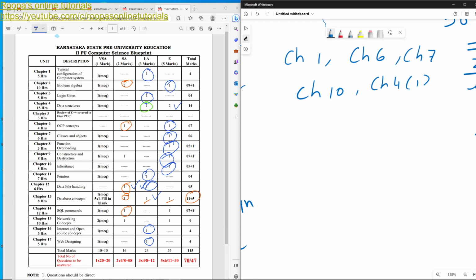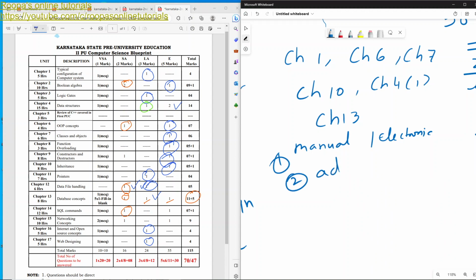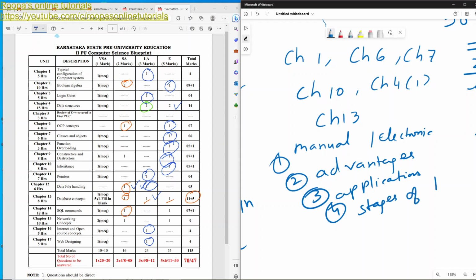Next is database concepts. Again, database concepts is a very good chapter because there are only theory questions in this. General questions in database concepts are the difference between manual and electronic data processing. This is a common question that is asked. And then they ask you about the advantages of databases, that is data redundancy, all those questions. And then you have applications of databases. And then you have stages of data processing. I tell my students, please remember this, for this particular question, learn the block diagram of the computer. That was very useful for you. Stages of data processing.